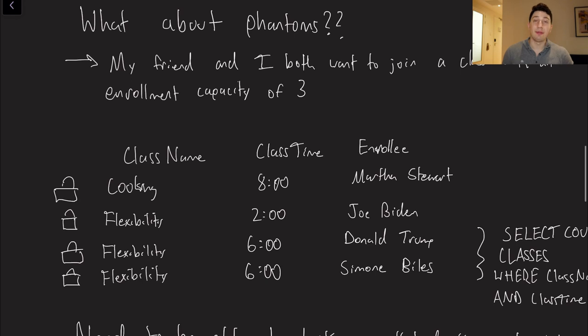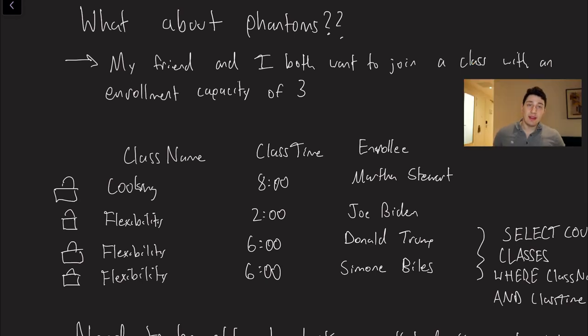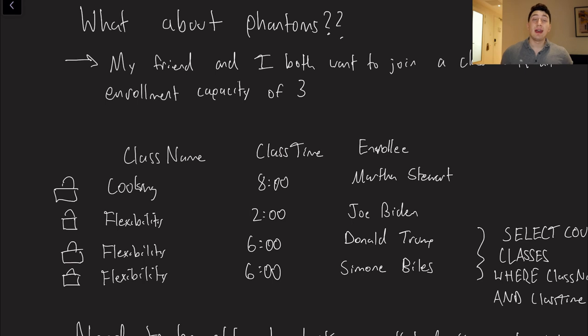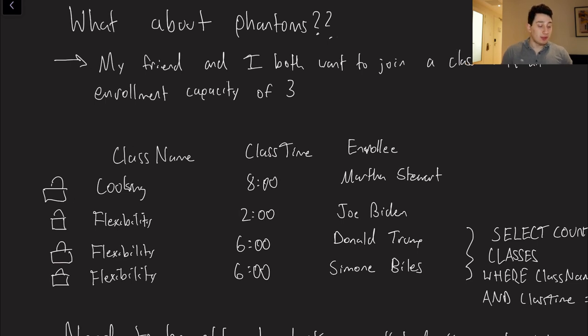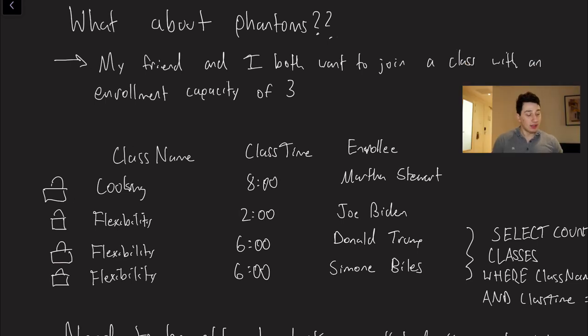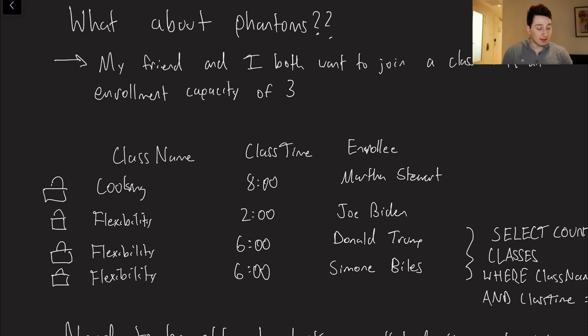So let's remind ourselves about phantoms. I covered these, I think, two videos ago. But basically, phantoms are when you do a read, modify, update cycle, and the update part is actually adding new rows to your table. So in this case, a phantom example would be this. My friend and I both want to join a class with an enrollment capacity of 3. So let's imagine that class is the flexibility class at 6 p.m.